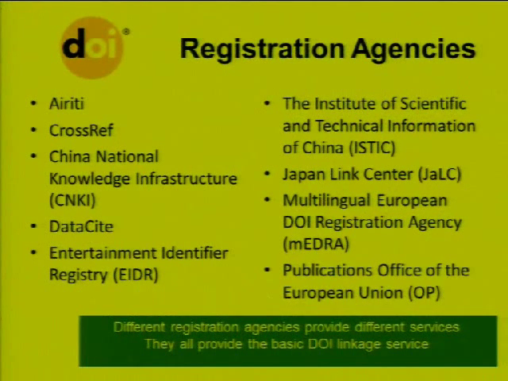So this is a list of, I think, all of the agencies at the moment. There may be some others. And some of them deal with different types of content. So, for example, the Publications Office of the European Union allocates DOIs specifically for content, particularly guidelines, policy documents, etc., that come out of the EU's Publication Office. And CrossRef deals with scholarly content particularly. So you could register your DOI with any of these agencies. But there is good reason why you would choose CrossRef.